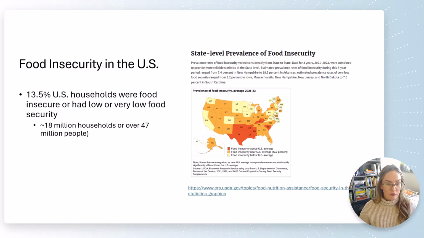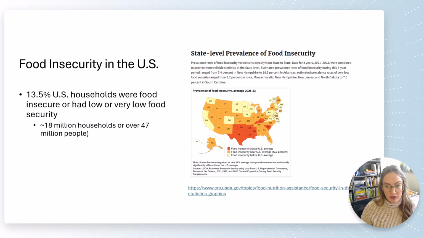About 13.5% of US households were food insecure or had low or very low food security. So those were the bottom two layers on that triangle that I showed you, which shows the different levels of food insecurity. About 13.5% of households are in the bottom two categories. That is equal to about 18 million households, or just over 47 million people.